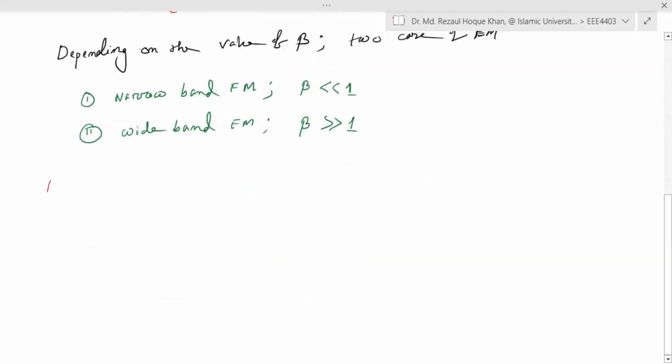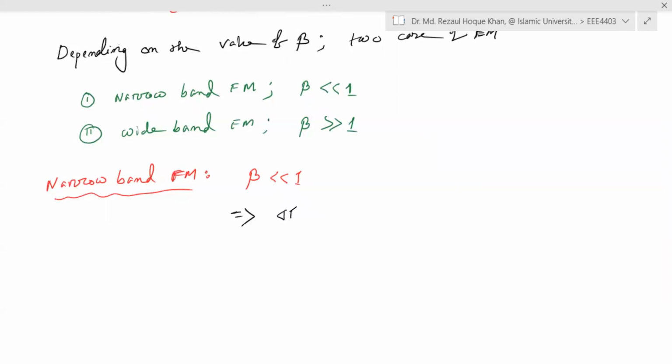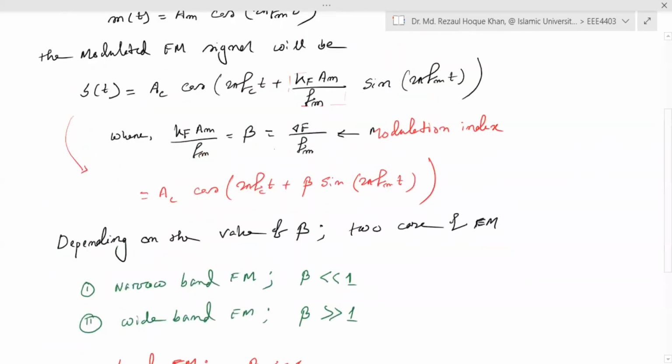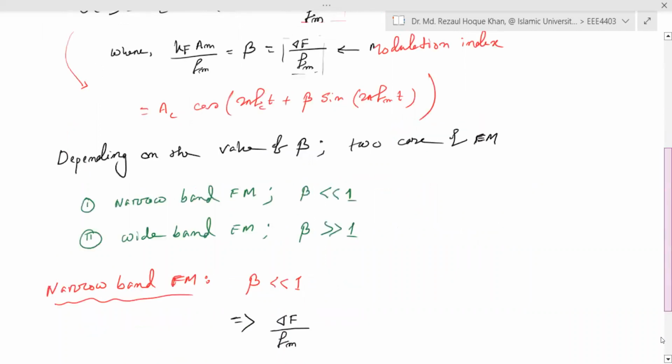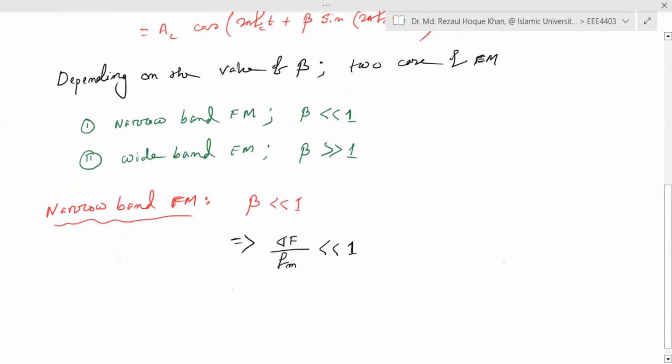For narrow band frequency modulation, the condition is beta is much much lower than 1. We know beta is nothing but delta f / fm. So delta f / fm will be much lower than 1, i.e. delta f will be much lower than fm. Delta f is the frequency deviation, so the frequency deviation will be much lower than the message frequency.